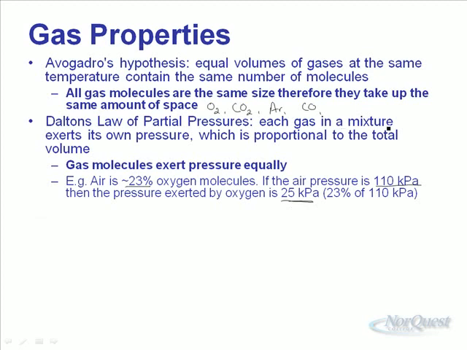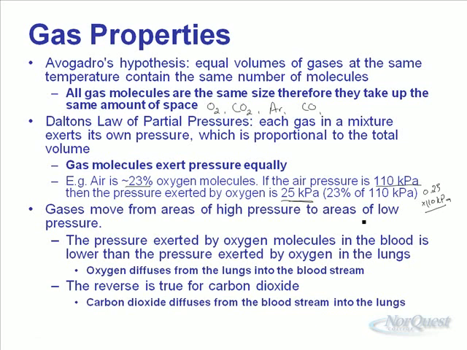And the math for it, we're not going to have to worry about the math for it, but it's just something that we should know. All we're doing is going 0.23 or 23% times 110 kilopascals, and that's how we get our 25.